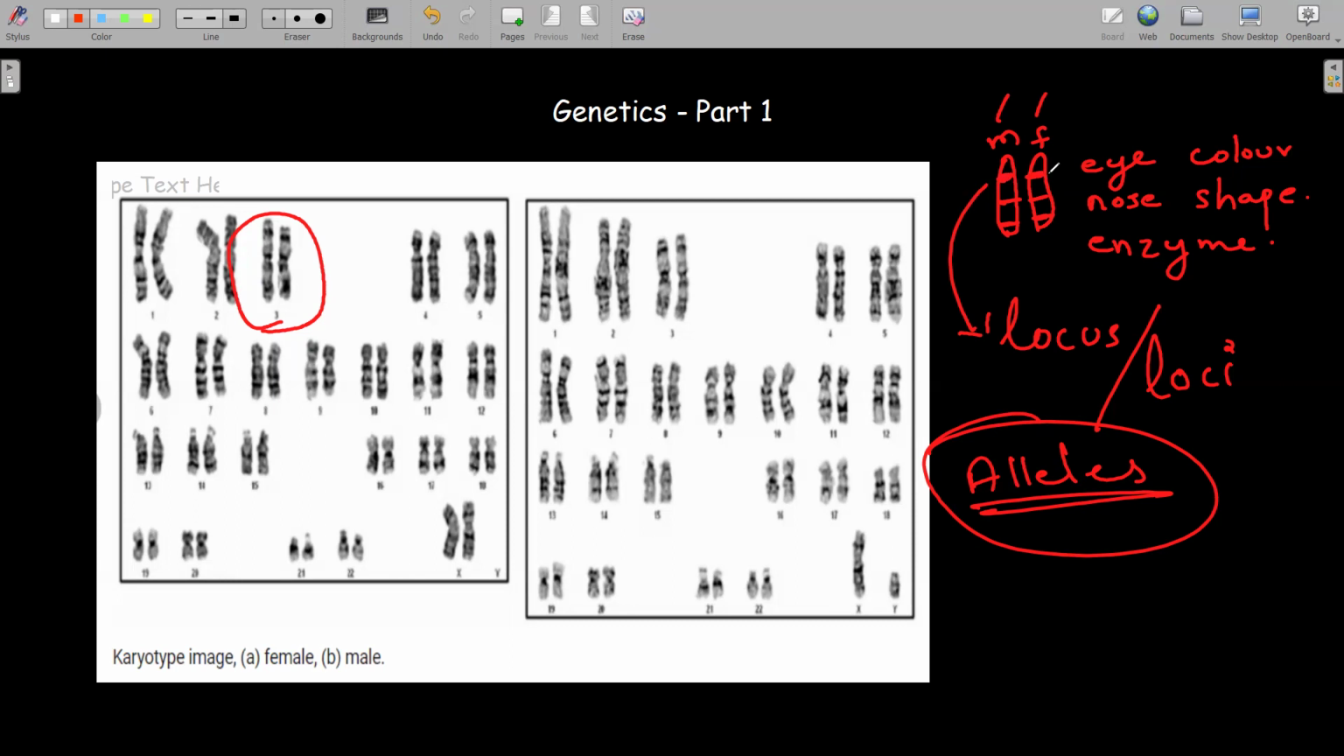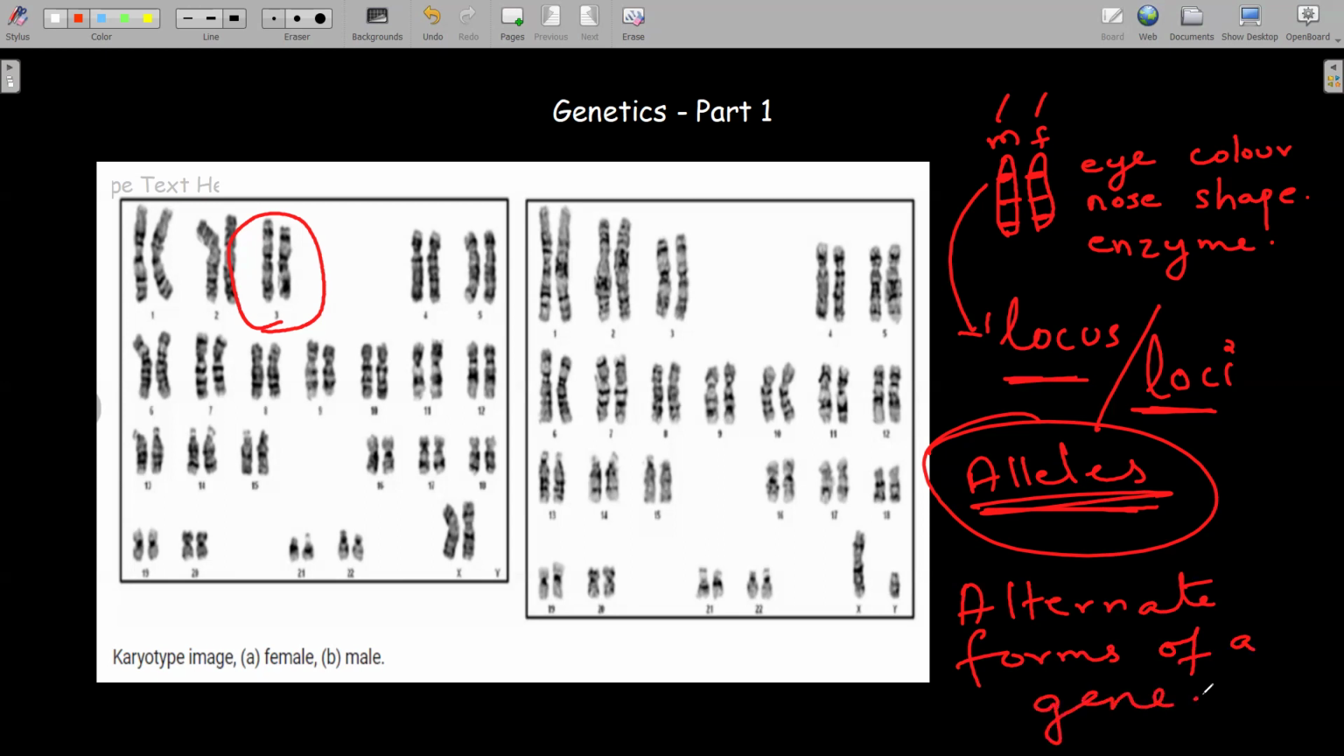So the positions are the same. So what are alleles? Alleles are alternate forms of a gene. Genes at the same loci, and loci is the position, on homologous chromosomes are called alleles. In simple words, they are alternate forms of a gene. Hope this is clear. If this isn't clear, comment and raise your query. Inshallah, I will try to answer it.